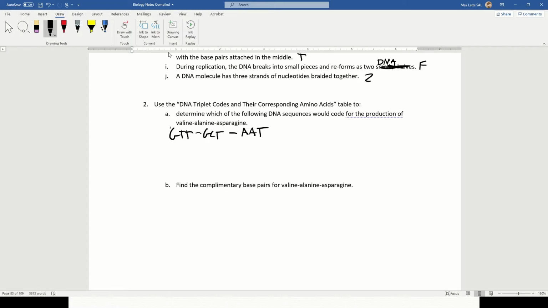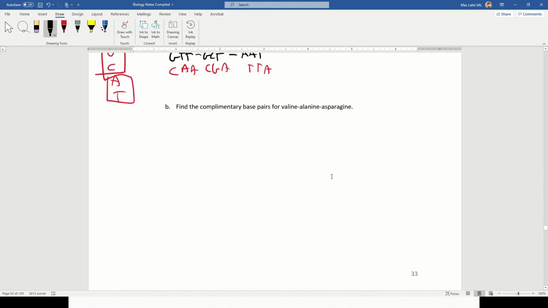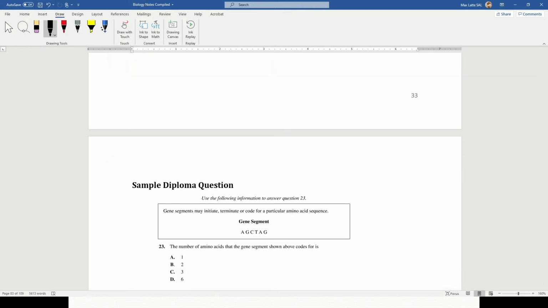Okay. And then find the complementary base pairs to that. So the complementary base pairs, remember GCAT. So G's go with C's, T's go with A's. Like that. Right? These 2 go together, and these 2 go together. Find the complement. Oh, that was what we just did. And that's all. So let's do some sample diploma questions.